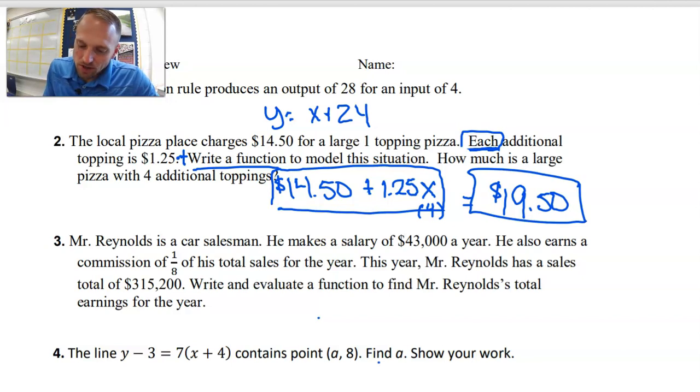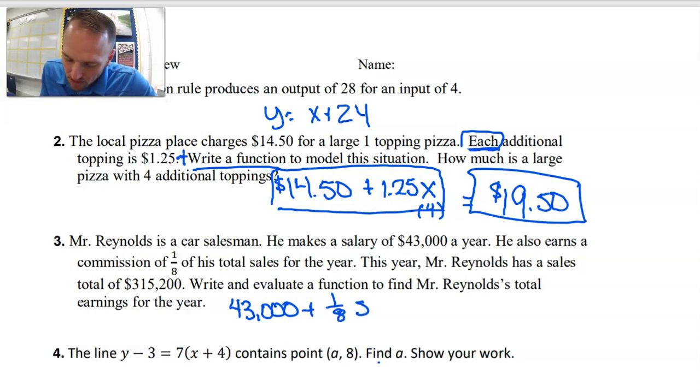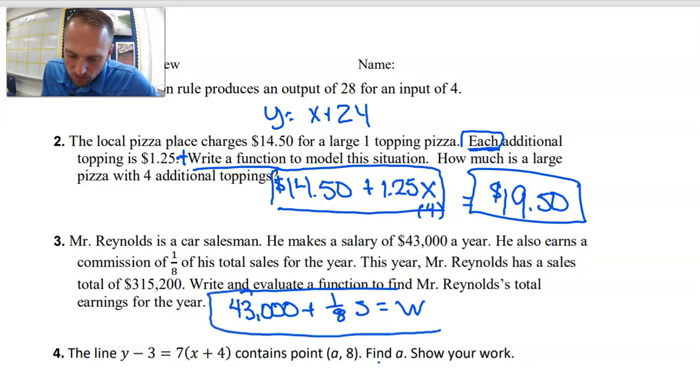All right, number 3. Mr. Reynolds is a car salesman. He makes a salary of $43,000 a year and also earns a commission of 1/8 of his total car sales for the year. So he makes $43,000, and also, so that's going to be a plus, 1/8 of his total sales for the year. Okay? Right and evaluate a function. So that's what it is. So let's say that his wages, his earnings, I'll just say wages, is equal to $43,000 plus 1/8 of his sales. That's the function.